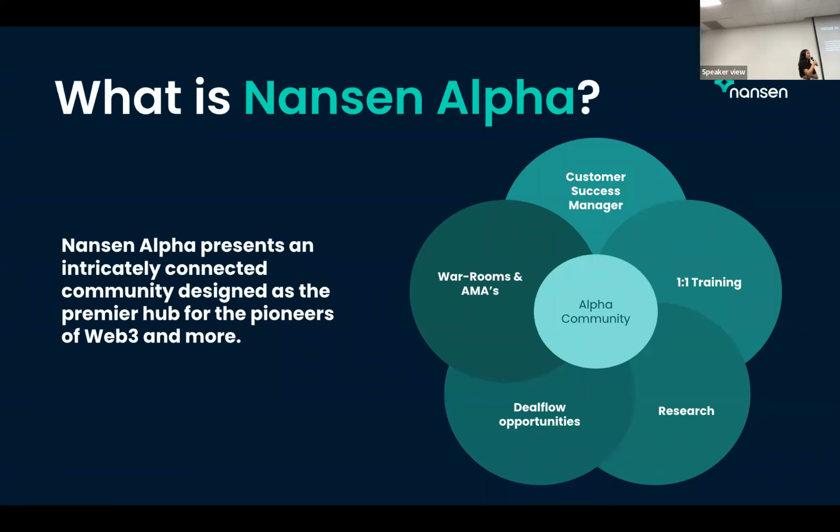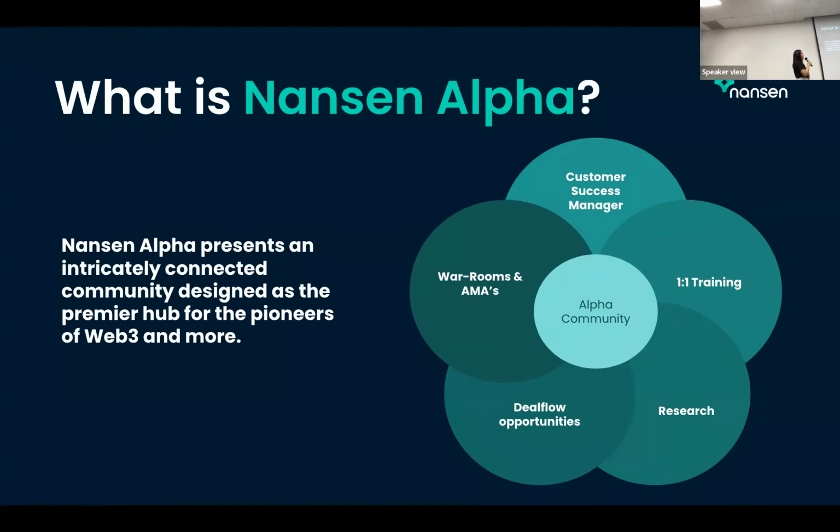What war rooms are is basically every week we hold a call and we go through what the interesting developments in the week are or any protocols that we are looking at. And we also discuss it. So it helps to garner opinions on a certain protocol or chain, and sometimes there's alpha there. And then AMA is where we get projects on to talk to our customers as well.